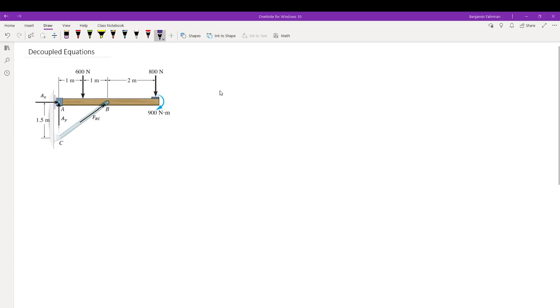So a decoupled equation is just an equilibrium equation. It's like what we've been talking about. It's just slightly different in that a decoupled equation is an equation that has only one unknown in it, even if it's the very first equation you derive. So it doesn't depend on any other unknowns. And when I say unknowns, I just mean the AX, the AY, and FBC. So let's take a look at what this could be.